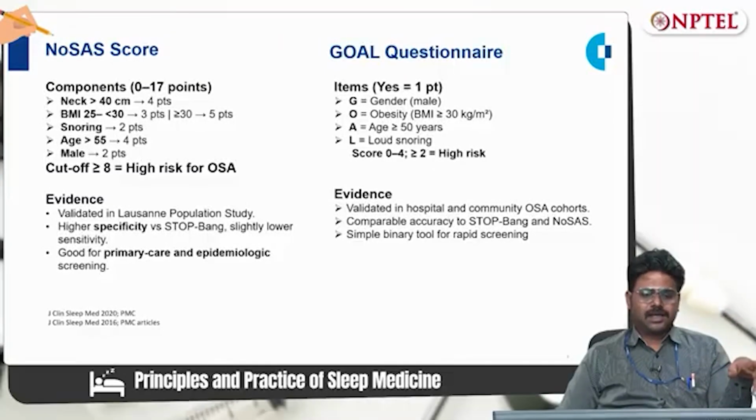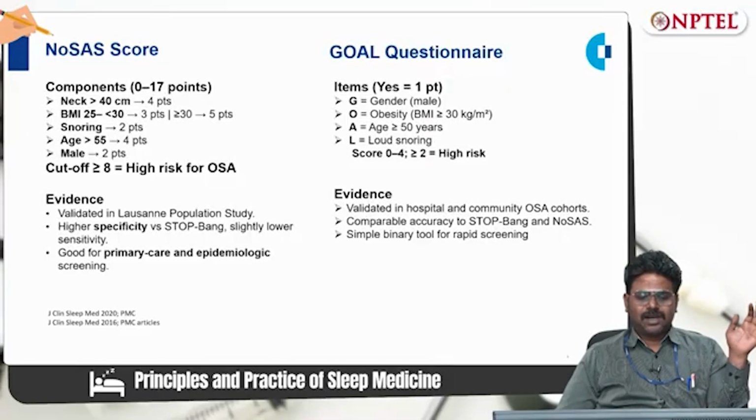NOSAS score. It has components, 0 to 17 points. N stands for neck circumference. If neck circumference is more than 40 centimeters, it carries 4 points. O stands for obesity, which can be calculated by BMI. BMI between 25 and less than 30 carries 3 points, and if BMI is more than or equal to 30, it carries 5 points. S stands for snoring; if a patient has a history of snoring, it means 2 points. A stands for age; if age is more than 55, it means 4 points. S stands for sex; if gender is male, it carries 2 points. The cutoff value is 8. More than or equal to 8, the patient is at high risk for OSA.